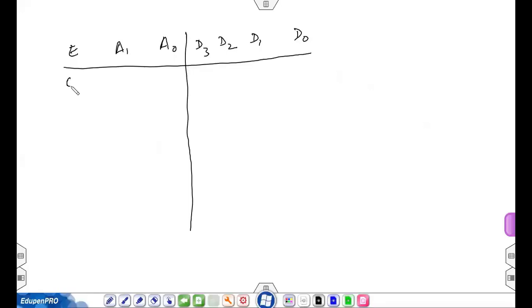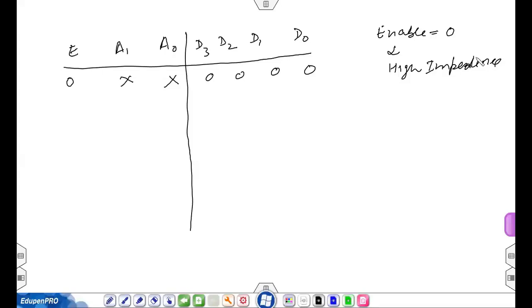What is the role of enable? If your enable is 0, then it does not matter what your input is, your output will be 0. If your enable is 0, your circuit will go to a high impedance state. What is the meaning of high impedance? In the high impedance state your circuit will be disconnected, it will be an open circuit, which means no output will appear. So if your enable is 0, then no output will be on the decoder.